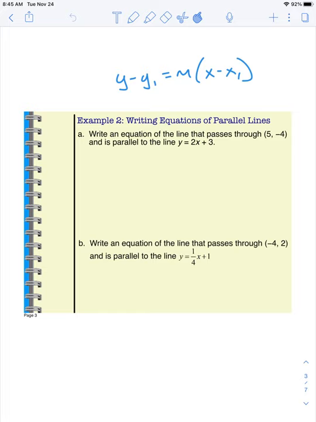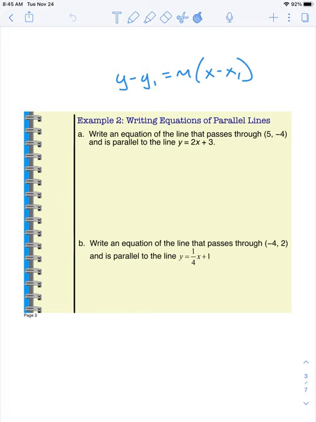We can start with that, or we can actually plug in x and y and find b. So I'm going to show you both examples. We'll start with point-slope, and then for part B, I'll show you plugging in. And I'll do the same thing when we get to perpendicular lines.